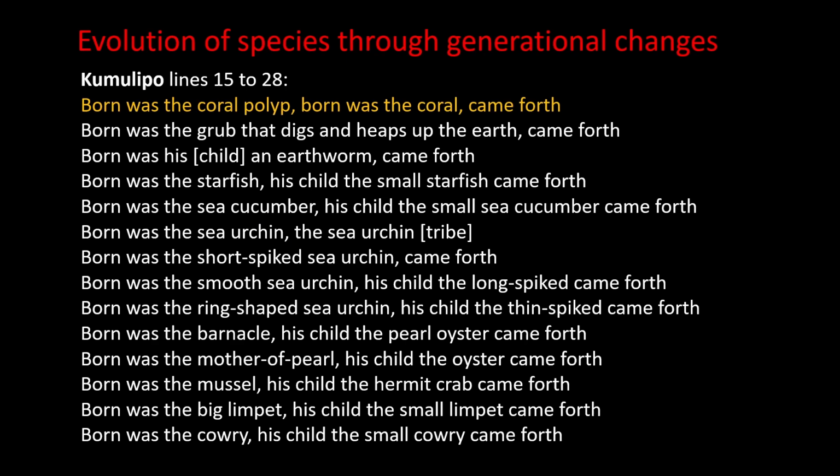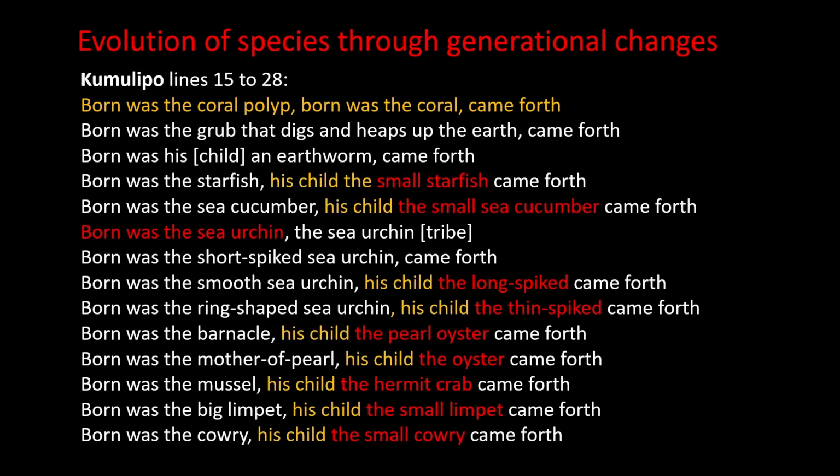So we first started to hear the first line up to 15, and that was the beginning of the coral. But look at this. They believe very strongly in evolution through generational changes. The starfish was born. His child, the small starfish, came forth. His child, the small sea cutter, came forth. The sea urchin. His child, the long spike. His child, the thin spike. And it goes on. The oyster. And it's all generational, one after the other. It's a definite statement of biological evolution.